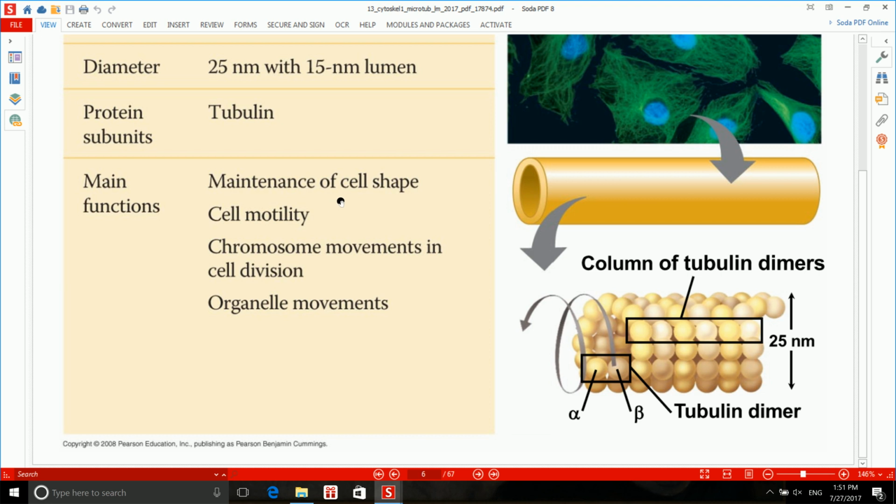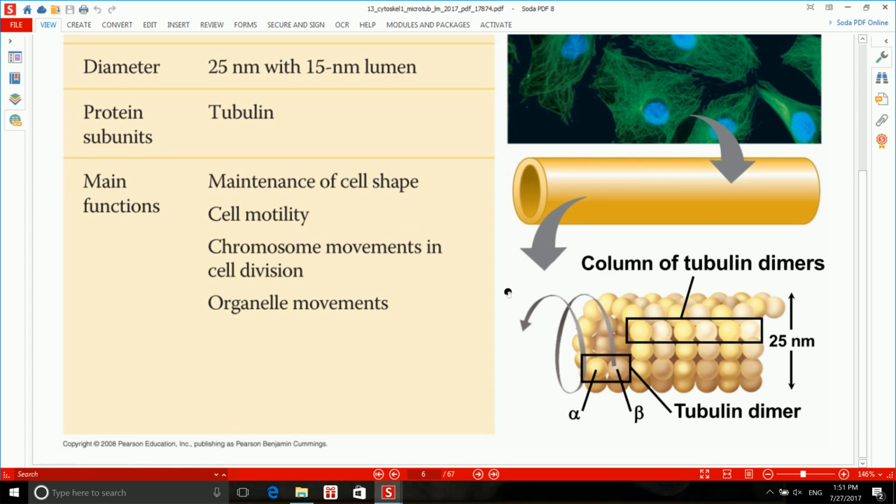Maintenance of cell shape is the function of all of these cytoskeleton filaments. That is why they're called cytoskeleton. They maintain the shape of the cell. So that is one thing they have in common. Now, in case of microtubules, as we said, they're very important in chromosome movement in cell division, and you probably know it. Cell motility and organelle movements are also functions of tubulin, but they are not as important as the chromosome movement in cell division and maintenance of cell shape.